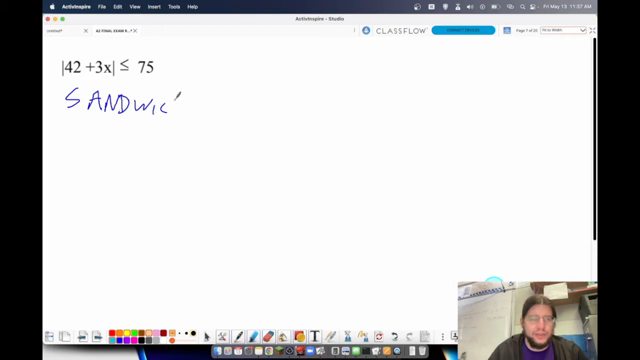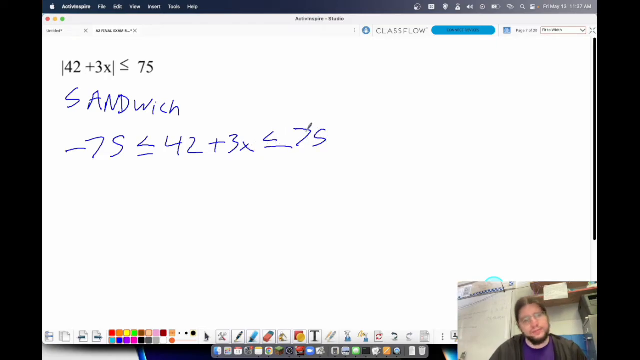And however you spell sandwich, I probably misspelled it, who cares? To do that, you go negative 75 less than or equal to the inside part of our absolute value, less than or equal to 75. That's our sandwich. If one of these was a greater than, an "or", you split it and set up 2 different inequalities from that.